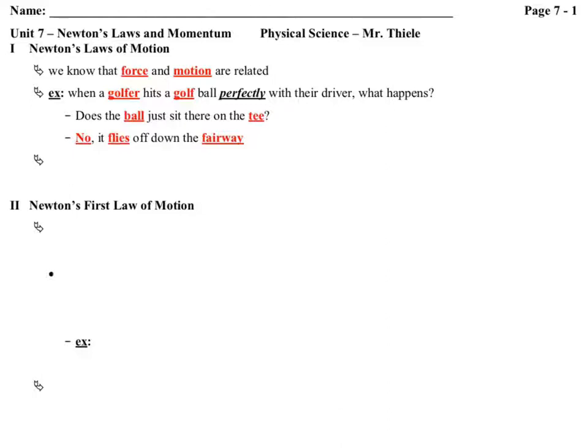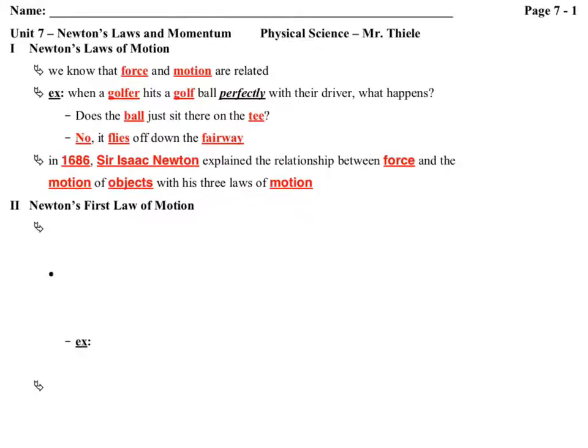All right. So, there's two questions I could ask here with our next line of notes. First, who explained the relationship between force and the motion of objects and came up with these three laws of motion? And the answer is Isaac Newton. And the next potential question, which is a little more trivial in nature, is what year did Isaac Newton formulate his laws of motion? And the answer is 1686. So in 1686, Sir Isaac Newton explained the relationship between force and motion of objects with his three laws of motion.